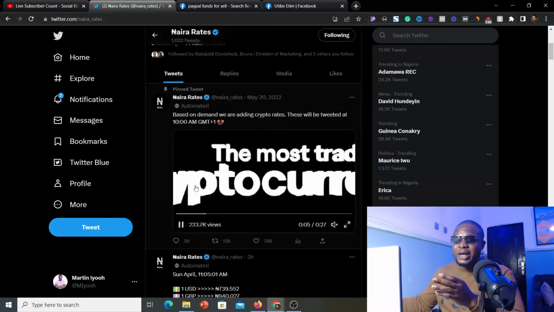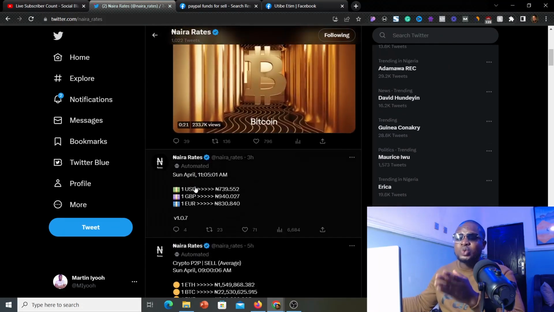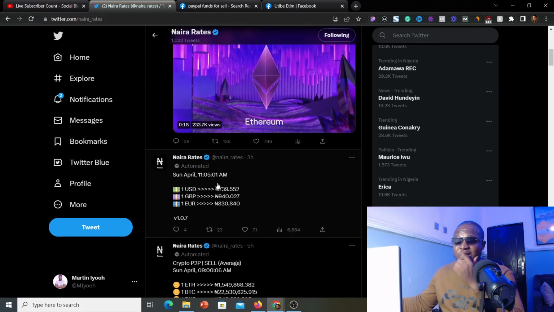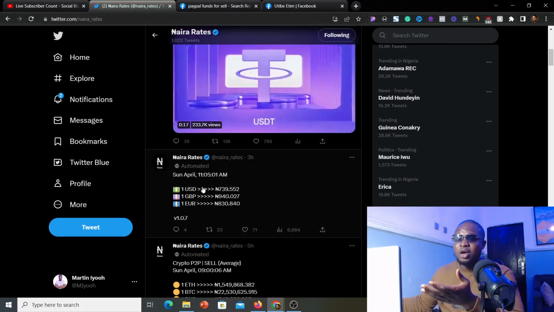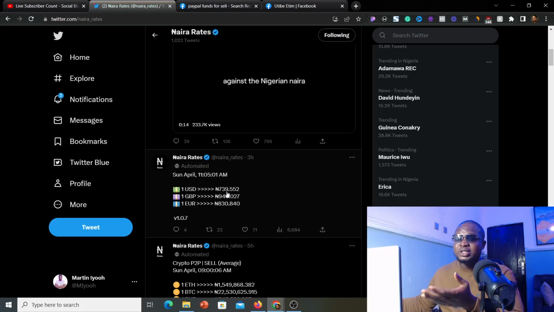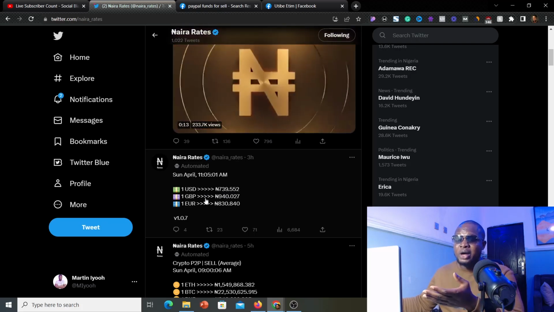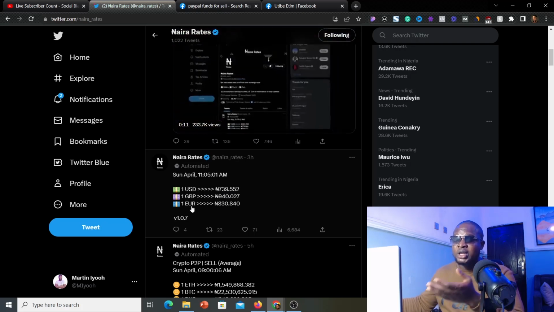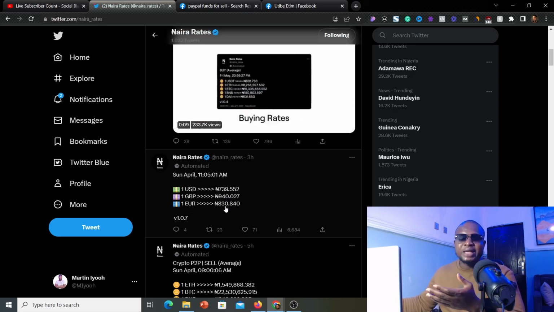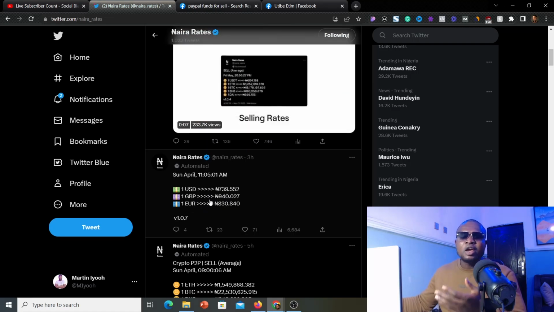Now, if you look right here, you will find out that all these people are doing is just tweeting the exchange rate. Here they say 1 USD is currently going for 739 naira, 1 pound is going for 940, 1 euro is going for 830. Now, this is very, very easy for you to do.